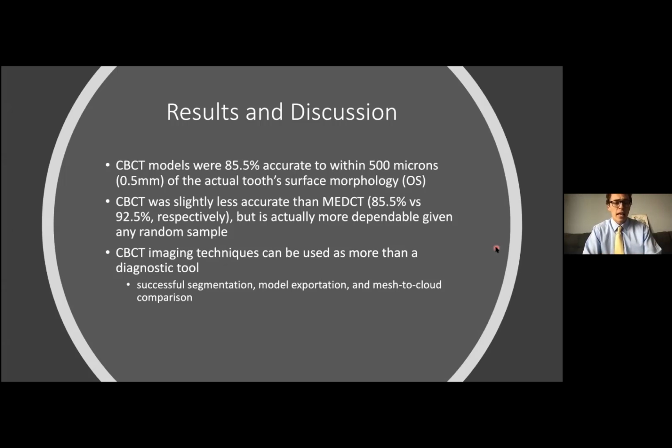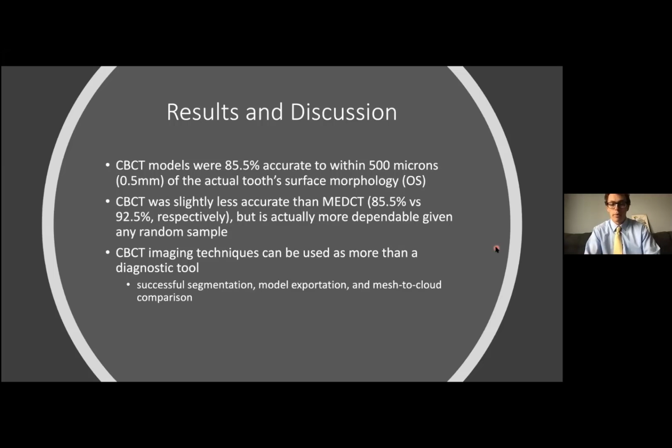Our conclusion for that then is that the cone beam models were 85.5% accurate to within 500 microns, or half a millimeter, of the actual tooth's dimensions, which is fantastic. CBCT was slightly less accurate than the med CT, but it actually proved to be more dependable given any random sample. So this study would suggest or support that cone beam imaging techniques can be used as more than a diagnostic tool. We proved that successful segmentation, model exportation, and mesh-to-cloud comparison could be viable avenues for developing a 3D printed dental implant therapy.